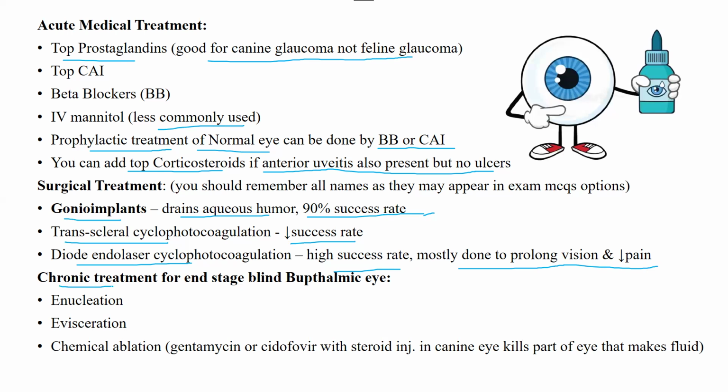Then we are having chronic treatment for end-stage blind glaucomatous eye. Of course, blindness has happened. It is irreversible. So enucleation or evisceration or chemical ablation can be done. What is chemical ablation? Gentamicin or cidofovir with steroid injection is inserted into the canine eye that kills the part of the eye that makes the fluid. So these are the methods you can opt for the treatment of chronic glaucoma, because now you cannot save the eye.